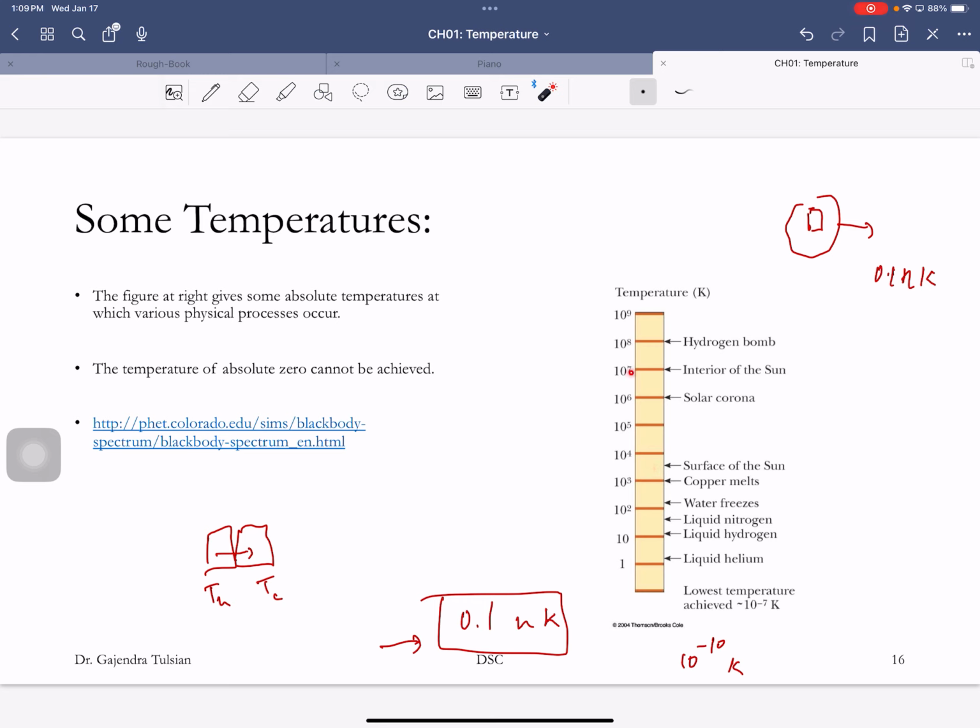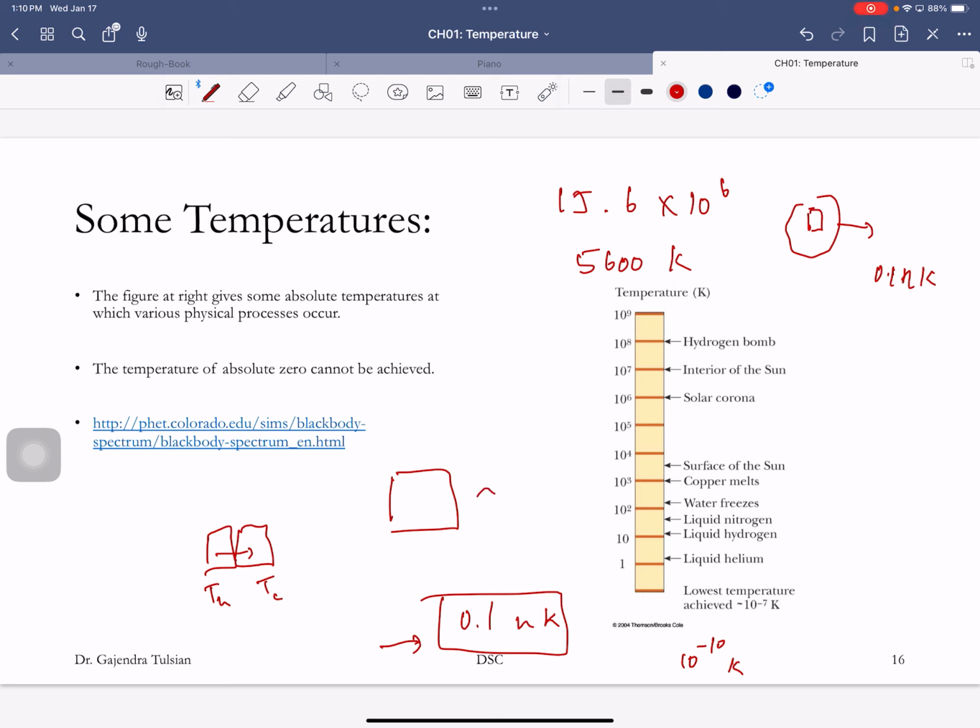Look at this. The interior of the sun is 15.6 million degrees Kelvin. How the heck do we know that? So this is the surface temperature of the sun. Here's how you measure. If you don't want to stick your finger on something and you want to know its temperature, here's what you do.